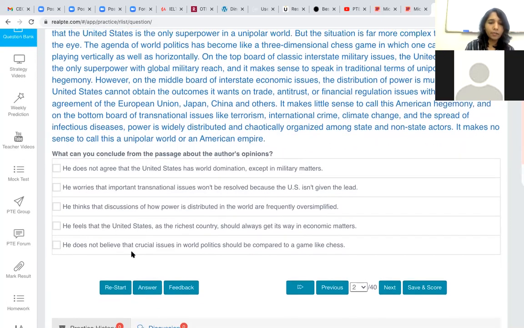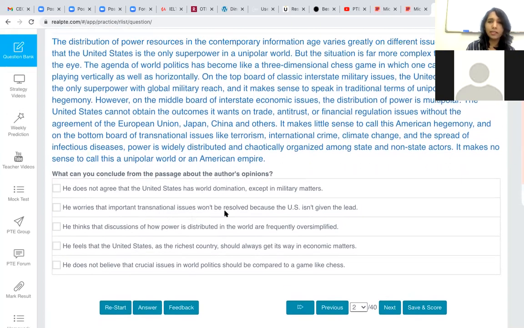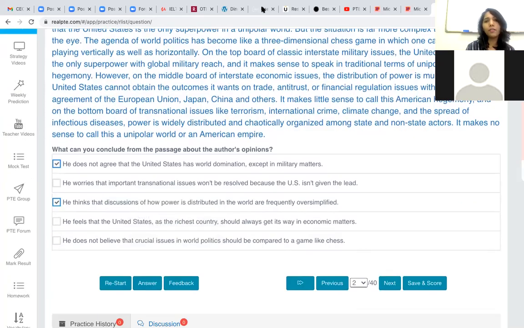So he does not believe that crucial issues in the world should be compared. This cannot be the answer. We eliminate this. He feels the United States is the richest country. So he doesn't believe this as well, so I think this is also not the answer. He thinks that discussions on how power is distributed in the world are frequently simplified. So I think that is the answer, third option. And I also think the first option is the answer. Okay, so that's how we solve it. We try and see what's making sense and we solve it.